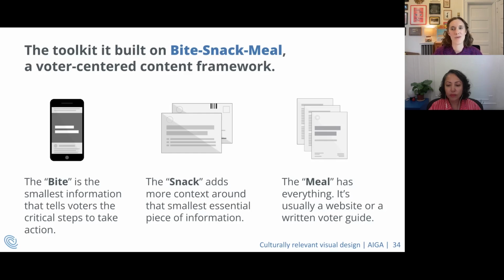So how do we put voter education out in the world to support all of those needs, all of those types of people? We call it bite-sized meal. That's when we build information as bites, the smallest piece that tells voters the critical step they need to take to be able to vote. A snack adds a little bit more context around that small piece of information, and the meal scale of information really has everything.